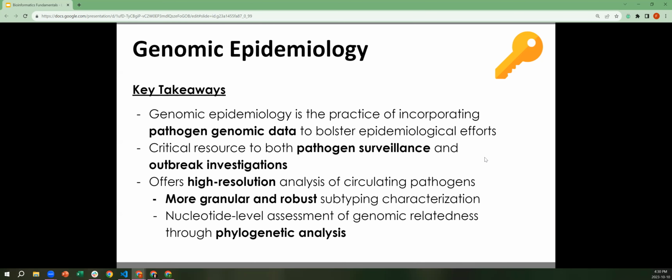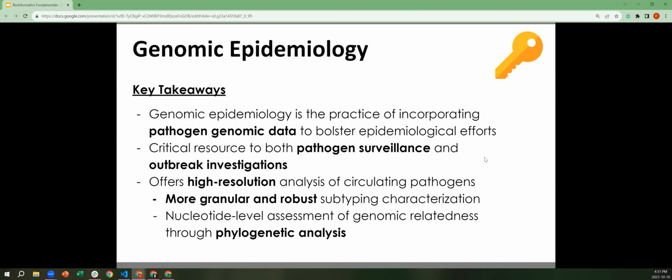So for genomic epidemiology, the key takeaways are: genomic epidemiology is the practice of incorporating the sequencing data into our traditional epidemiological investigation techniques. By combining these techniques, we get a 1 + 1 = 3 effect, meaning that we get way more by combining these techniques than we would with either one individually.